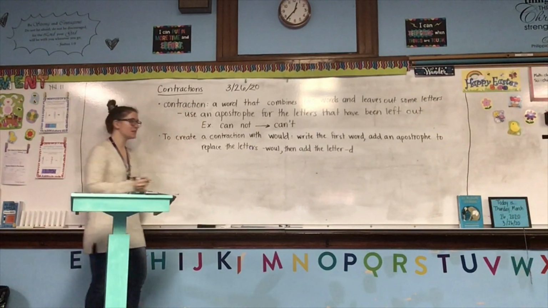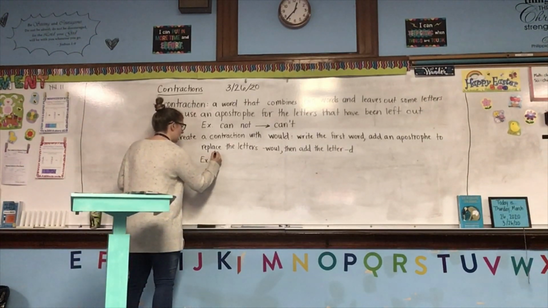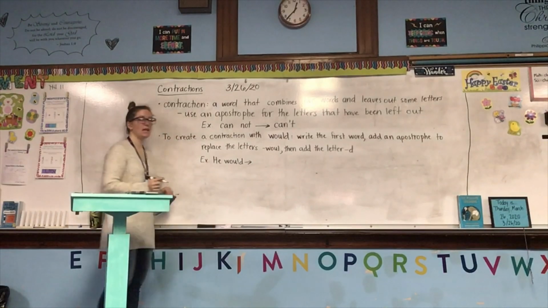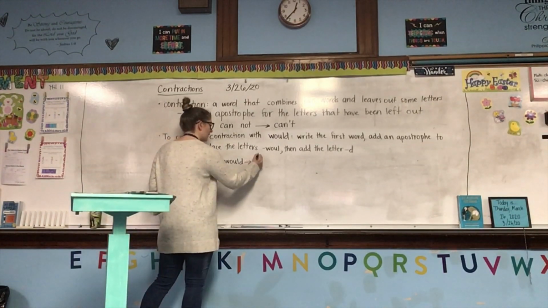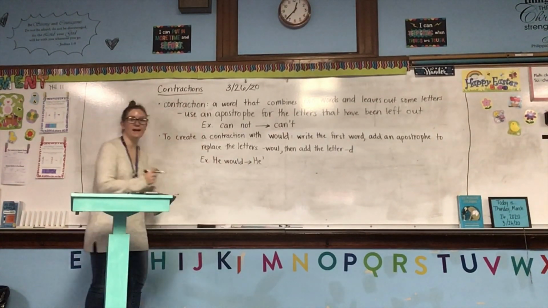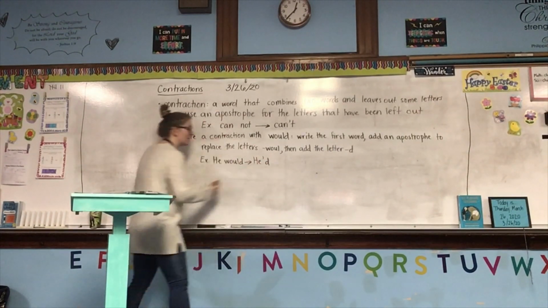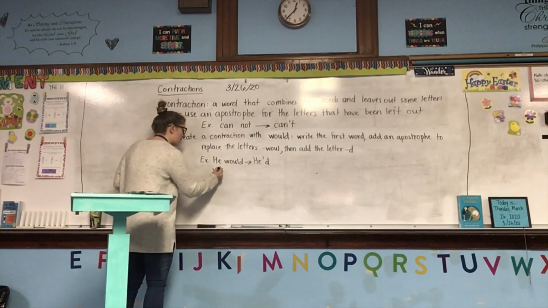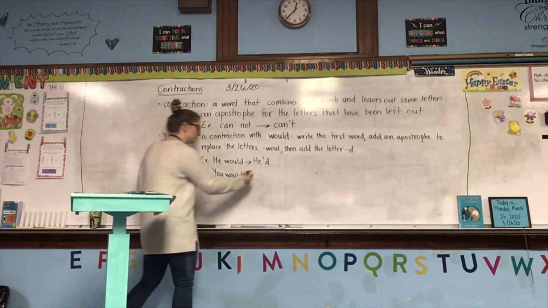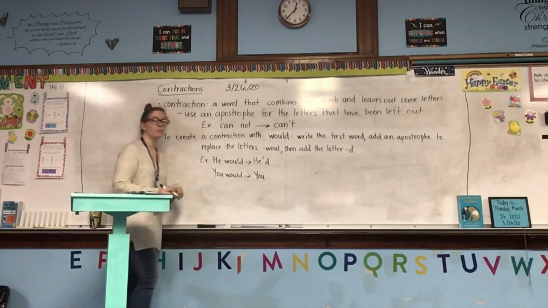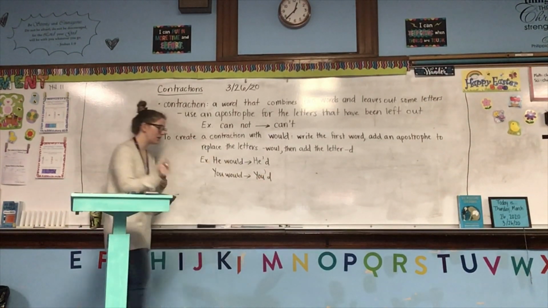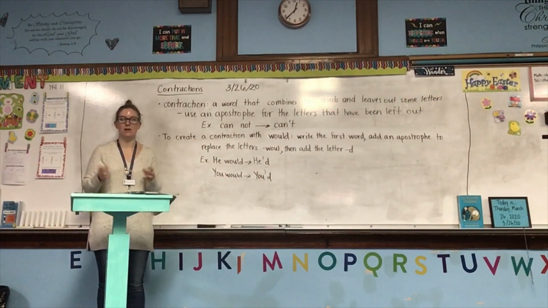So what that looks like is if you wanted to say he would, we write the first word, he, we add the apostrophe to replace W-O-U-L, and then we add a D. If you wanted to say you would, write the word you, write an apostrophe to replace W-O-U-L, and then write a D. And that's how you would do it anytime you want would to be the second word of your contraction.